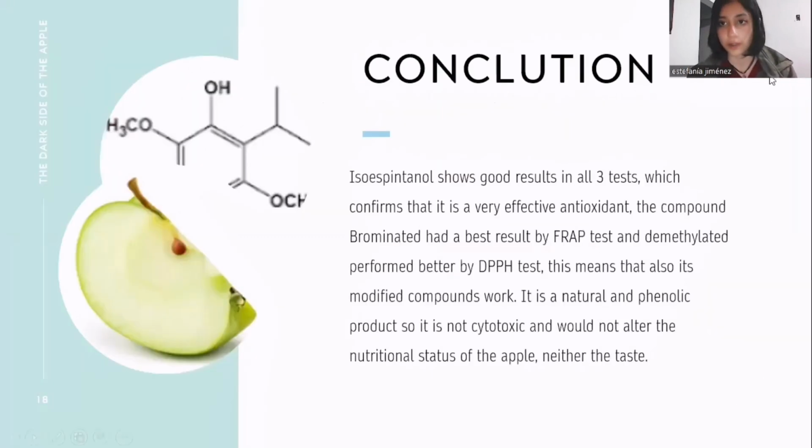So to sum up, isospintanol shows good results in the 3 tests of antioxidant capacity, and this confirms that it is a very effective antioxidant. The brominated compound had the best result in the FRAP test, and the methylated performed better in the DPPH test. This means that its derivative compounds can also work, and it is a natural and phenolic product, so it is not cytotoxic and will not alter the nutritional status of the apple, nor the taste.